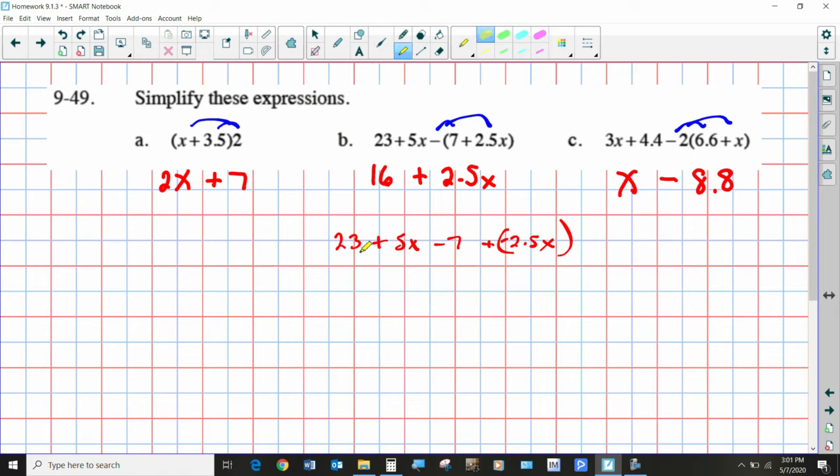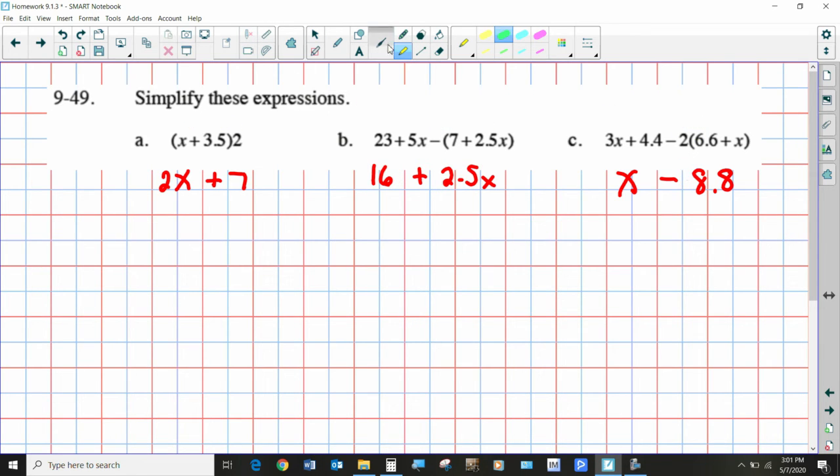So now combining like terms, 23 and the negative 7 combine to make 16. And the 5x minus the 2.5x, what is 5 minus 2.5? Well, it's 2.5. And you had more positives here than negatives, so it's going to be positive 2.5x.